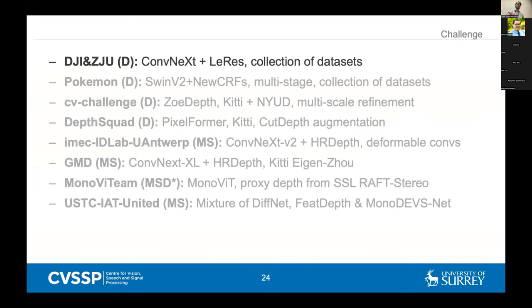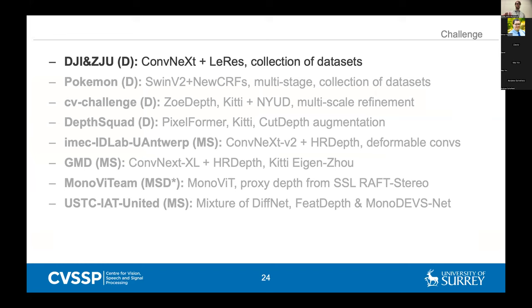I'll try and give a brief summary of each of the submissions. Obviously, this is going to be quite surface level, so if you're interested, I do recommend checking out the paper. But basically, we received four supervised submissions and four self-supervised ones. So the first one was Team DGI ZJU.